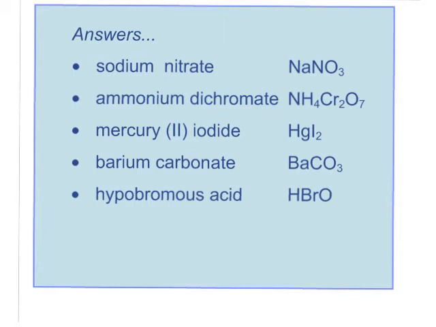Ammonium dichromate is, again, very similar to the naming convention here. We have 2 polyatomic ions involved. Mercury 2 iodide, remember what the 2 means. It means that mercury will have a +2 charge. Therefore, we need 2 iodide ions because iodide is only a -1 charge. Barium carbonate, again, there's a polyatomic ion, and then hydrobromous acid. That's going to follow our rules for naming acids.